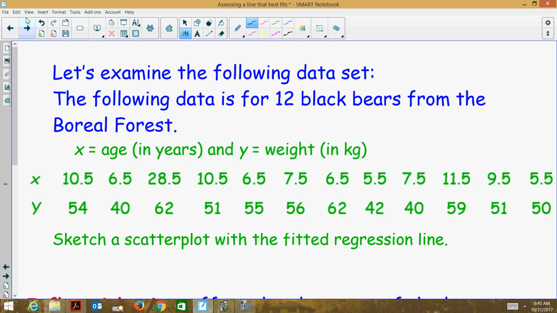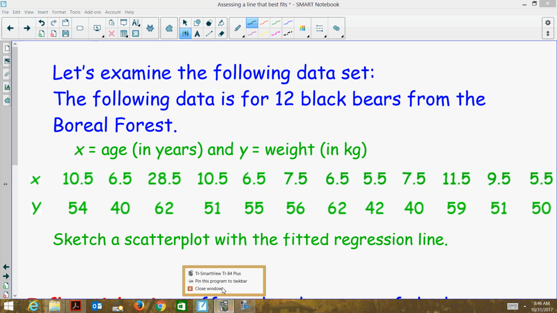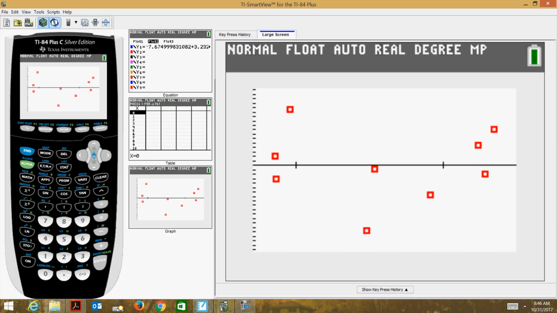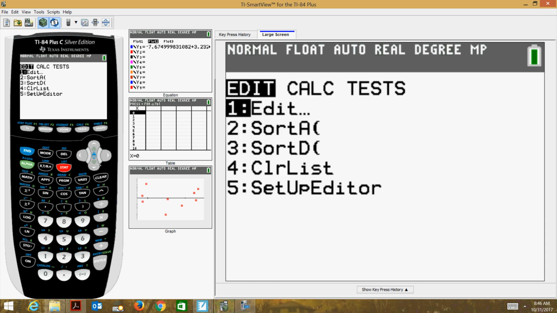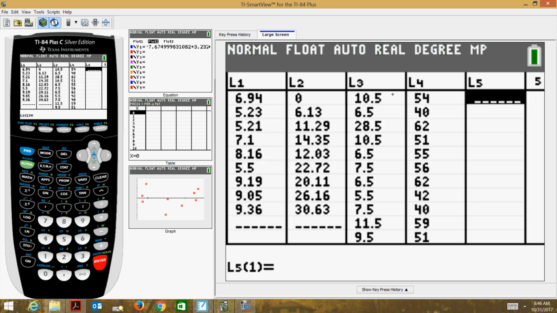So, I have a second example here that states the following. Let's examine the following data set. The following data is for 12 black bears from the Borough Forest. What we're measuring here is their age compared to their weight, okay? I already have this data set in my calculator as list 3 and list 4.